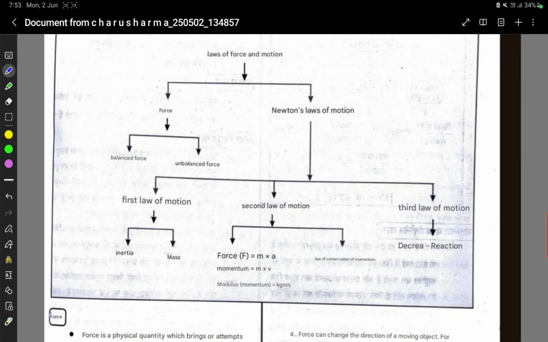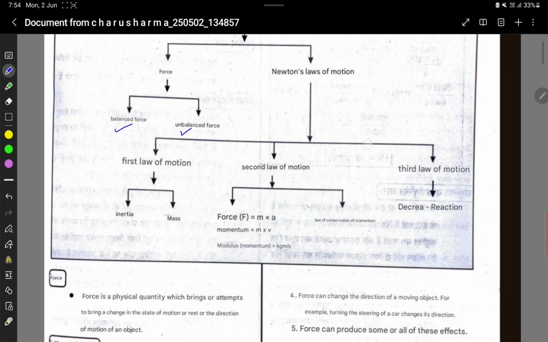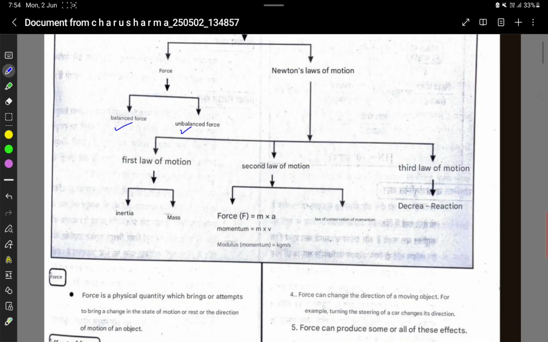This is going to be the third part of the ongoing topic, that is laws of force and motion. In the previous two parts, we discussed the definition of force, its formula, its SI unit, and the various interrelated terms. We have also discussed balanced force and unbalanced force. You can check that in the previous two videos.